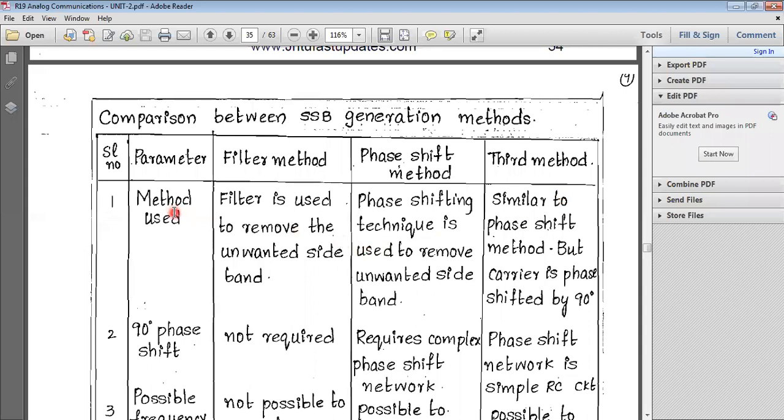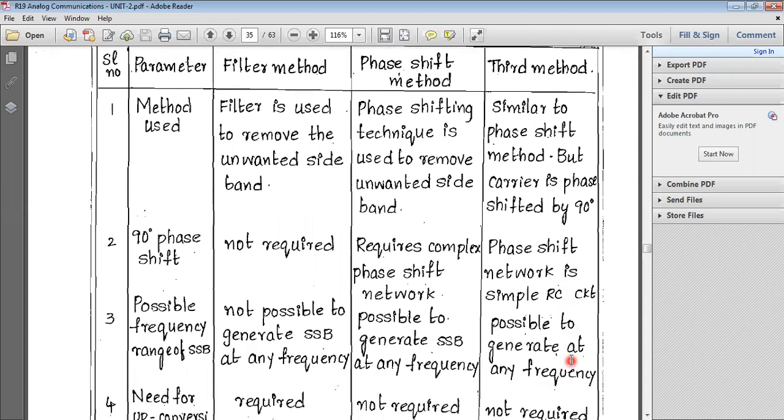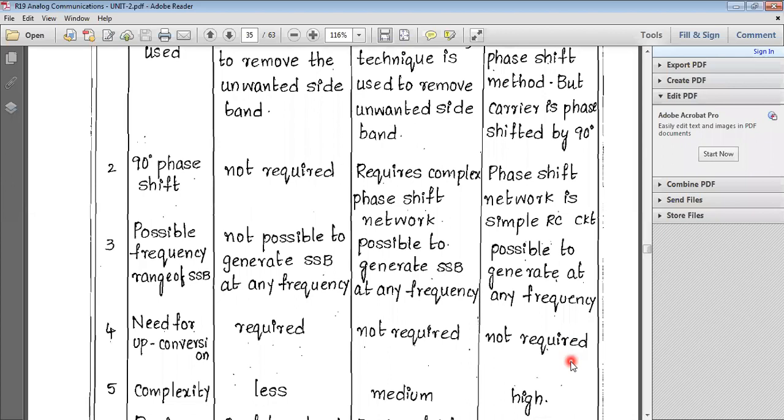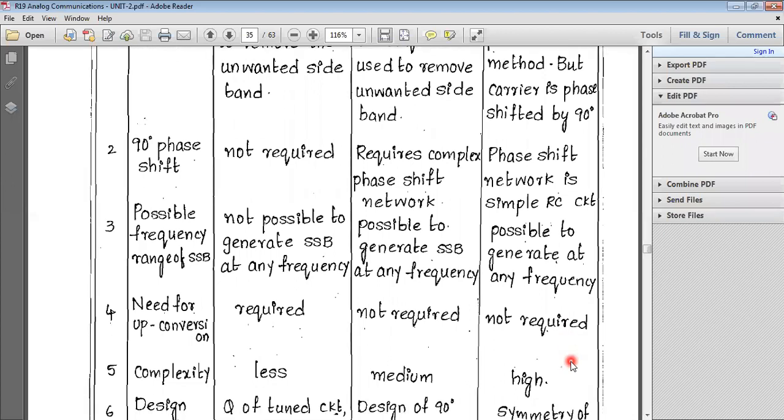What is the method used? In the first technique, we use the filter method. That is, with the help of a band pass filter, we eliminate one band. In the next technique, phase shift networks are used. The phase shifting technique is used to remove the unwanted sideband. In the third method, the carrier is shifted by 90 degrees. So go through all these points. These are easily understood.